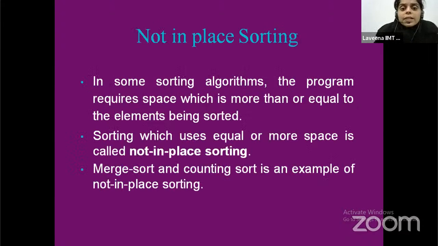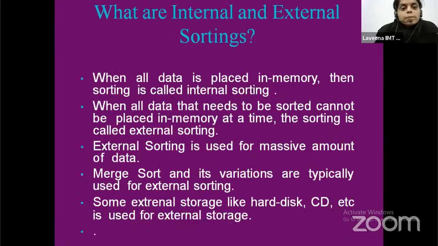Next is not-in-place sorting. In some sorting algorithms, the program requires space equal to or more than the elements being sorted. Sorting which uses equal or more space is called not-in-place sorting. For example, merge sort and counting sort are examples of not-in-place sorting.